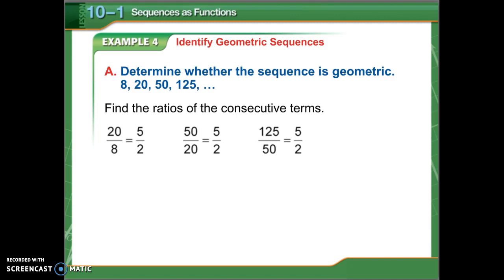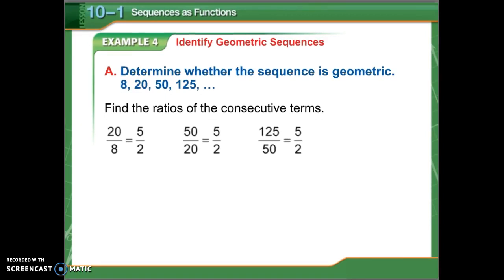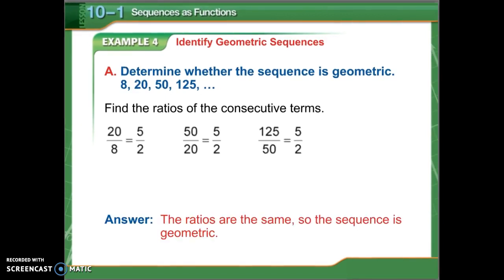it. So you can see here that we did 20 divided by 8, and that reduces to 5 halves. We did 50 divided by 20, and that reduces to 5 halves. We have 125 divided by 50, and that reduces to 5 halves. So each time they have the exact same ratio of 5/2. And because they have the same ratio, that means that this sequence is, in fact, a geometric sequence.